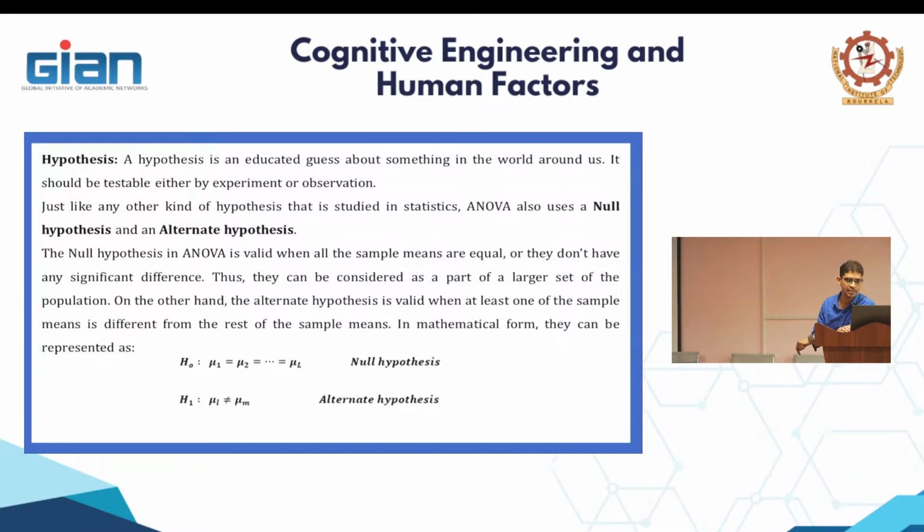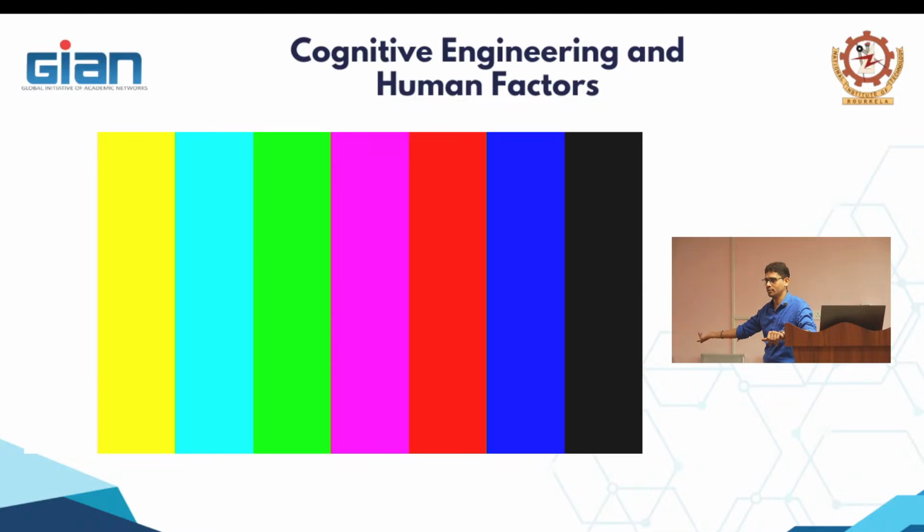So a hypothesis is an educated guess you are making about something in the world around us. It should be testable either by experiment or observation. There are two types of hypothesis. One is the null hypothesis, another one is the alternate hypothesis. Null hypothesis means you are having a set of data and the means are the same. You are having a set of data where the means are not the same: alternate hypothesis.